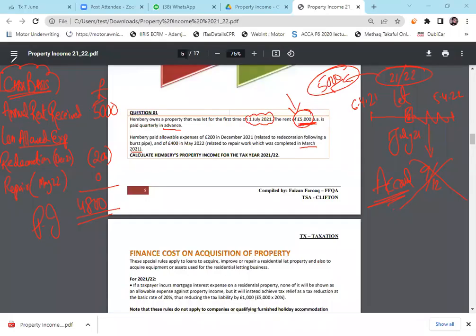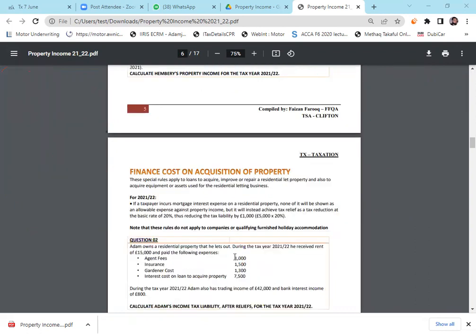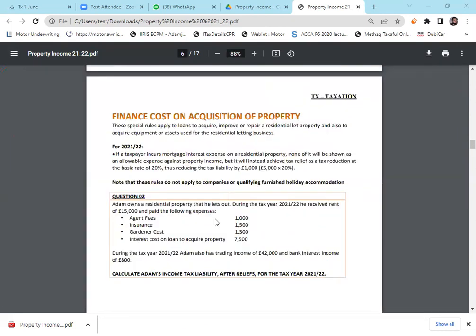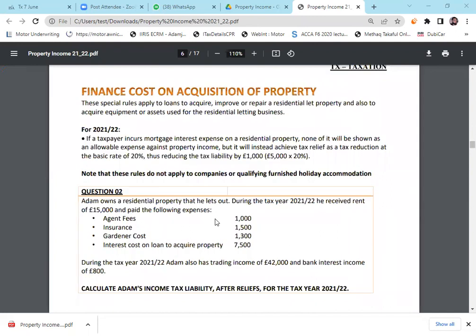Now, we learned that the general rule for expenses has three conditions: paid by the landlord during the tax year, revenue expense, and wholly and exclusively for the property. Do we have any exceptions or any exclusion for this rule? So yes, we do have. The exclusion to the general rule is interest paid on acquisition of property.